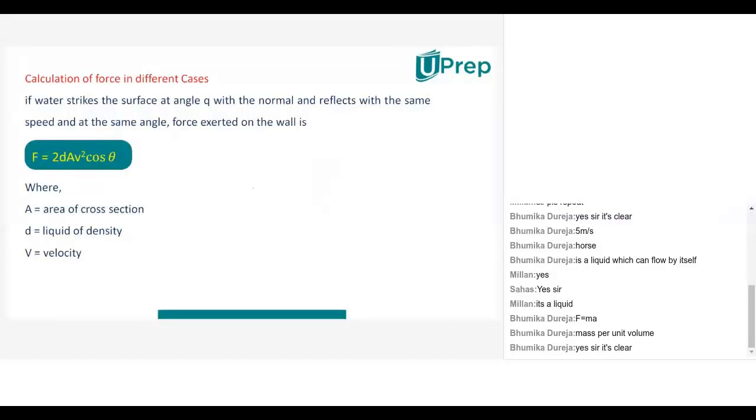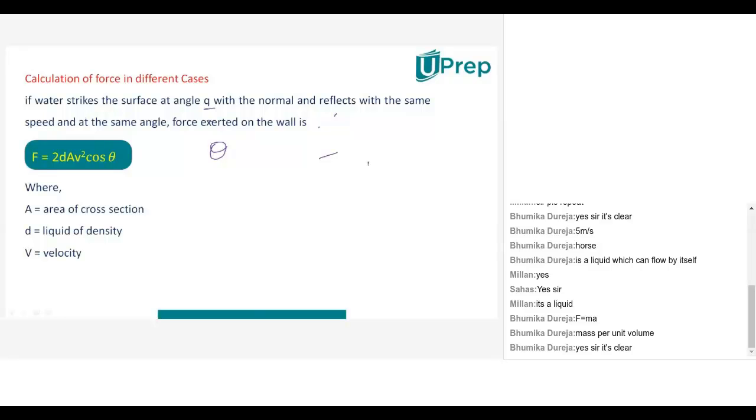Okay, if water strikes the surface at an angle theta, actually it is not Q there, it is theta. This must be there like this, which is called theta, that is the angle. So if water strikes the surface at an angle theta with a normal and reflects with the same speed at the same angle, then the force exerted on the wall is how much?